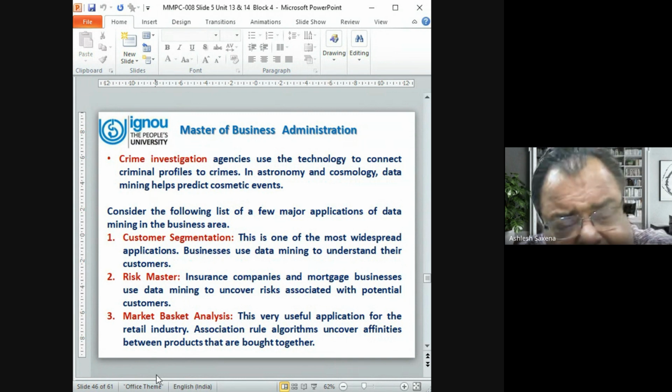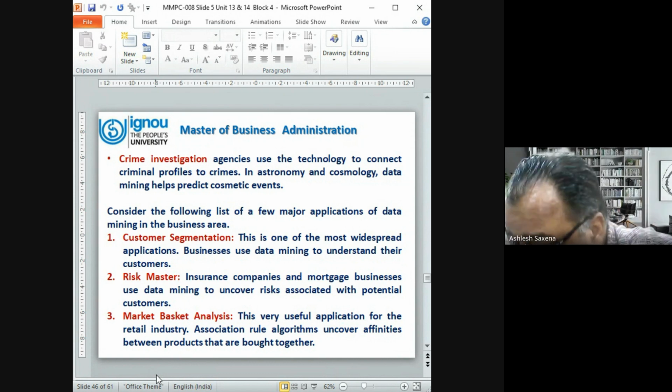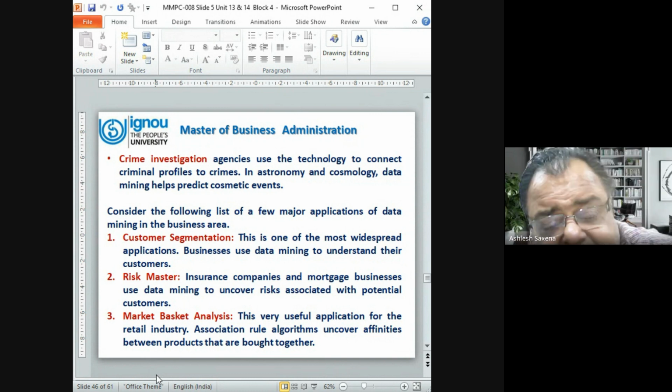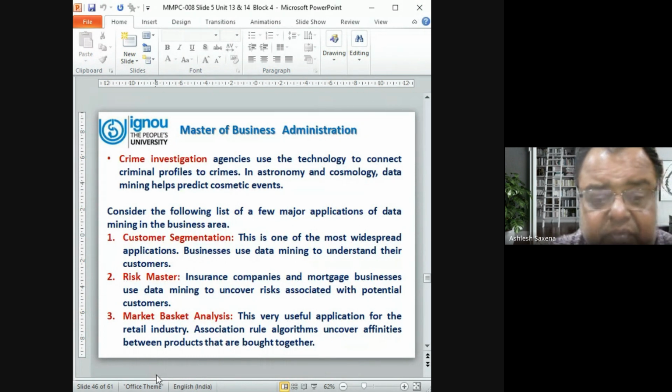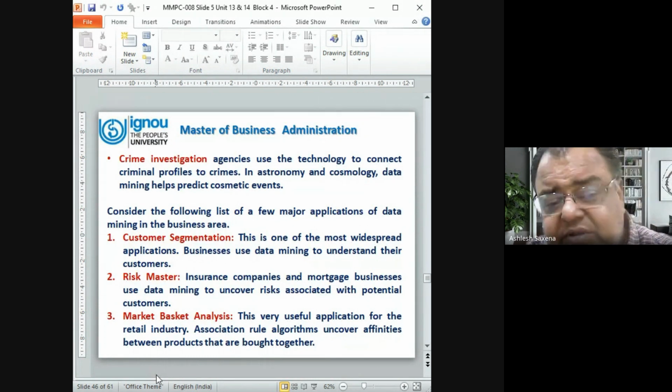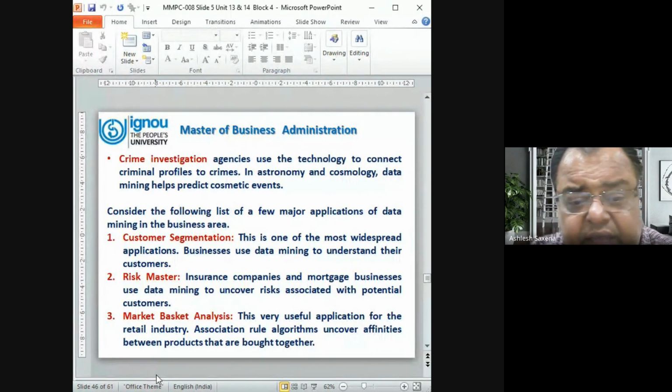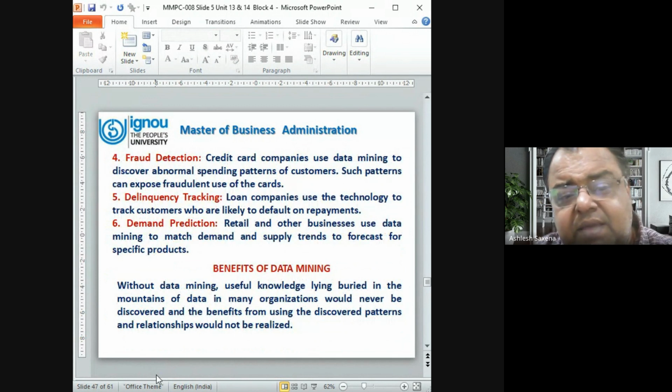Consider the following list of a few major applications of data mining in the business area. First one is customer segmentation. This is one of the most widespread applications. Businesses use data mining to understand their customers. Risk management: insurance companies and mortgage businesses use data mining to uncover risk associated with potential customers. Then comes market basket analysis. This is a very useful application for the retail industry. Association rule algorithms uncover affinities between products that are bought together. Fraud detection: credit card companies use data mining to discover abnormal spending patterns of the customer. Such patterns can expose fraudulent use of cards.